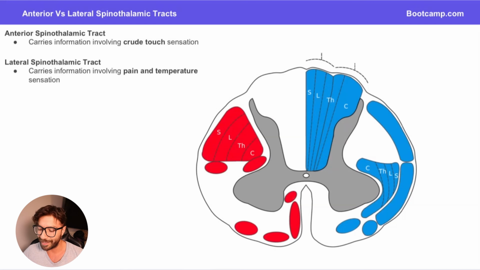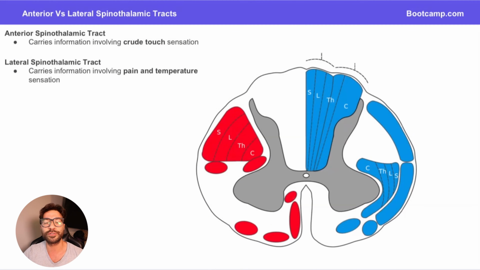So if you recall, we're going to have our spinothalamic pathways right here and right here. This one on the lateral aspect, this is going to be our lateral spinothalamic pathway. And this one on the anterior aspect, this will be the anterior spinothalamic pathway. Now, one thing which you may have not realized, these actually carry different types of information. So the anterior spinothalamic pathway found right here, this is going to carry crude touch or gross touch.